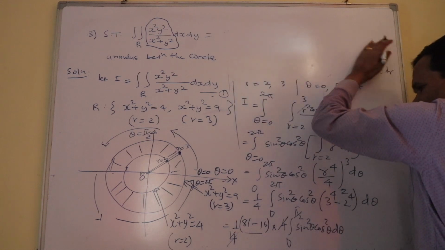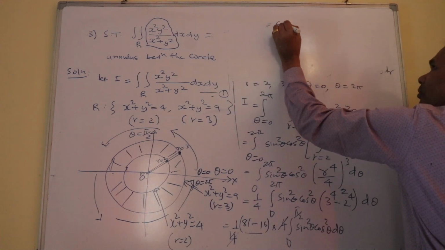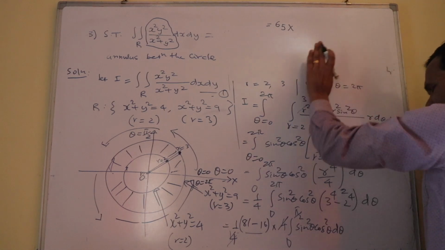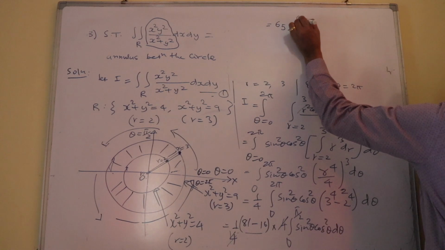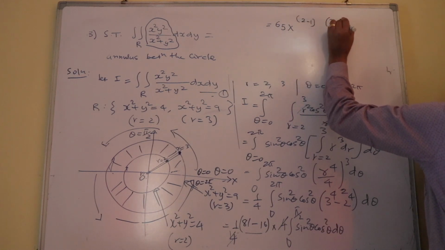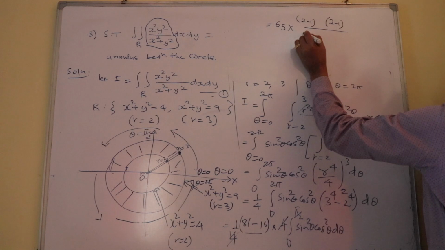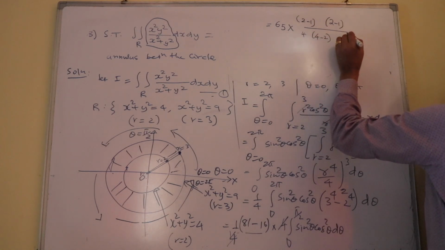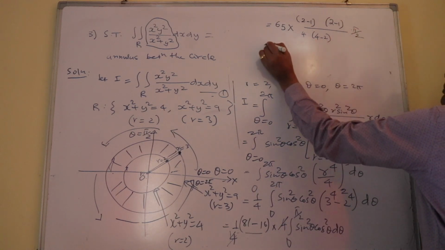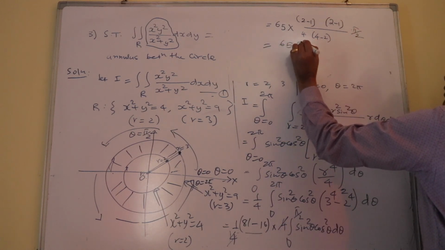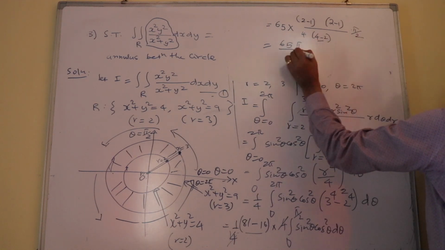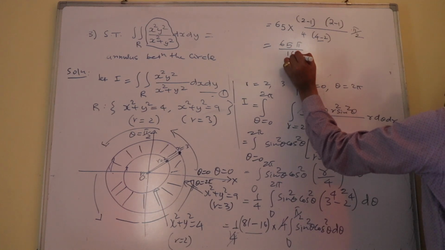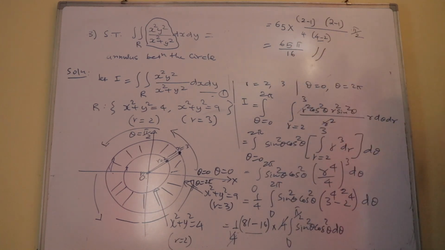If you simplify, you get 65 multiplied by, now we are using the reduction formula for this, 2 minus 1 in the first bracket, and in the second bracket also 2 minus 1 divided by 4 minus 2, and multiplied by pi by 2. So if you simplify this, 65 pi divided by 16, since 4 into 2 into 2 is 16. So that is the answer for this problem.